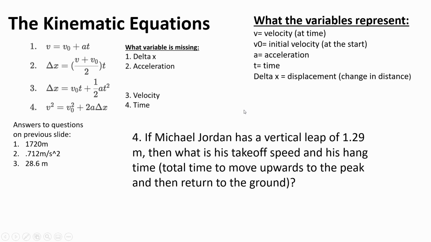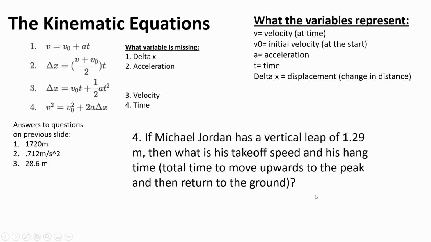All right, so then we have one last one. Also, here are the answers to the ones on the previous slide. I recommend going back and doing the work for those. Question 4. If Michael Jordan has a vertical leap of 1.2 meters, then what is his takeoff speed and his hang time, the total time to move upwards to the peak and then return to the ground? So this one is very tricky. We have to use 2 equations for this one. I would sit down and try this one.